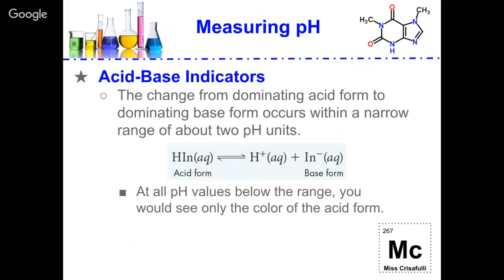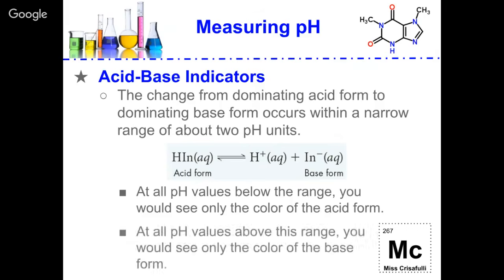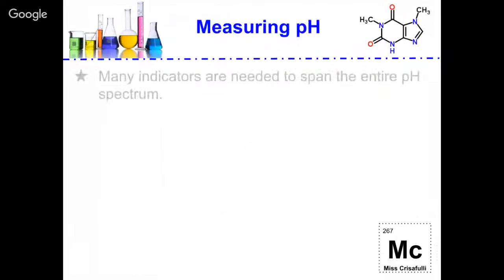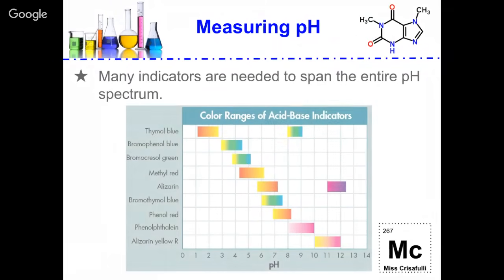So at all pH values below a range, you will see only the color of the acid form, and at all pH values above this, you will see the color of the base form. Many indicators are needed to span the entire pH spectrum. Some of these do overlap, as you can see by what pH range they cover. We will mostly be using phenolphthalein for the labs we're going to be doing in the future, because we're going to be using things where we want basic pHs at the end.